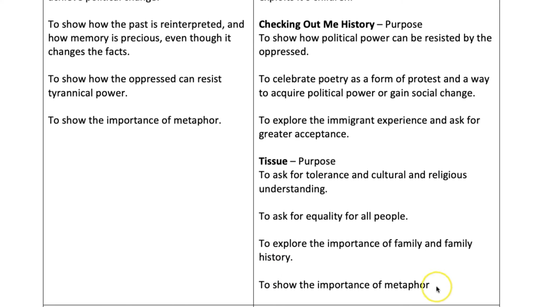And the other thing is, this is a poem full of metaphor, just like that one. And so there is a stylistic and structural connection. So that would also be a really good comparison.